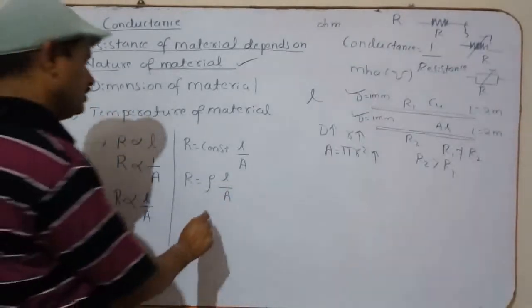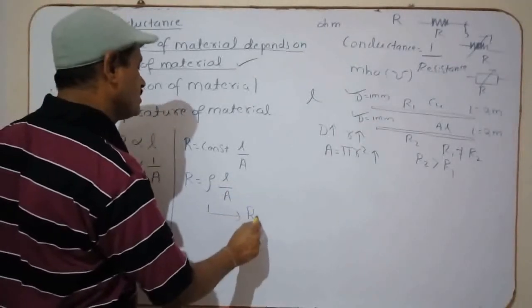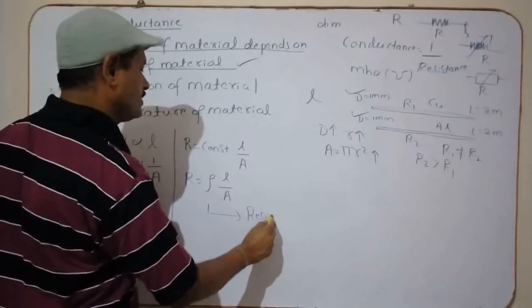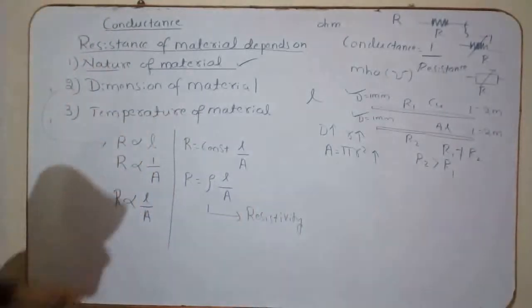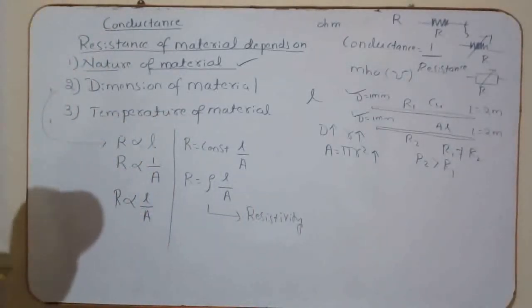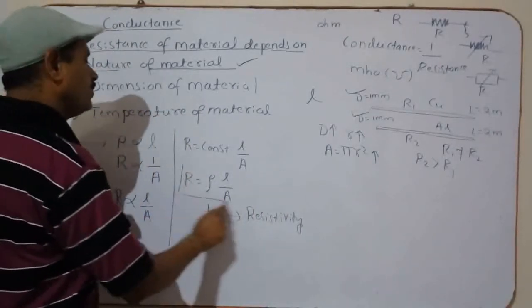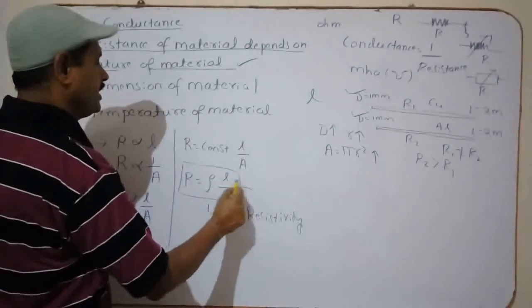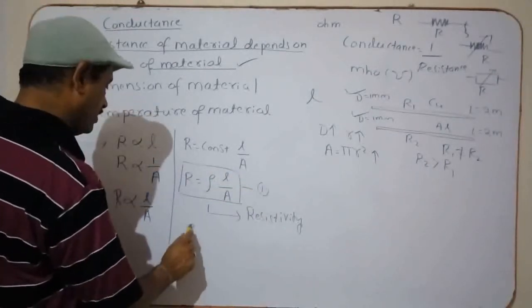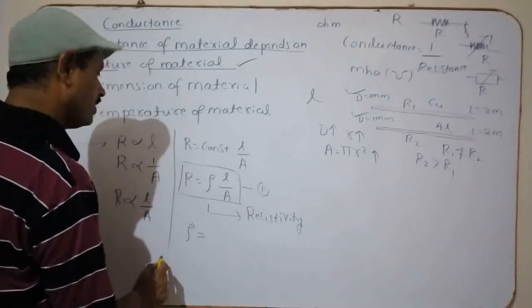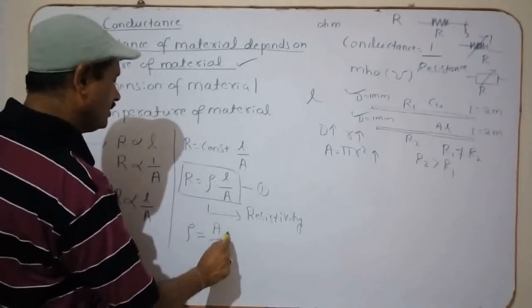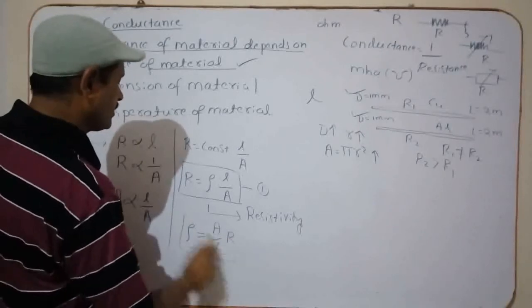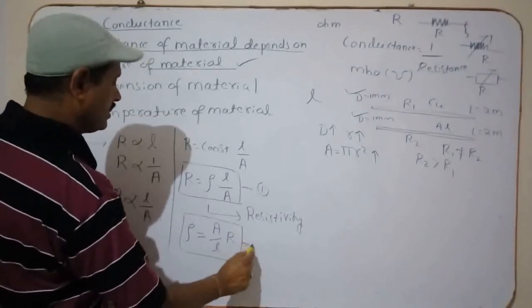This rho is said to be the resistivity of the material of the wire. Then R is equal to rho into L by A, depending upon length and cross section area. What is rho? Rho is equal to A divided by L into R. It is the expression for resistivity.